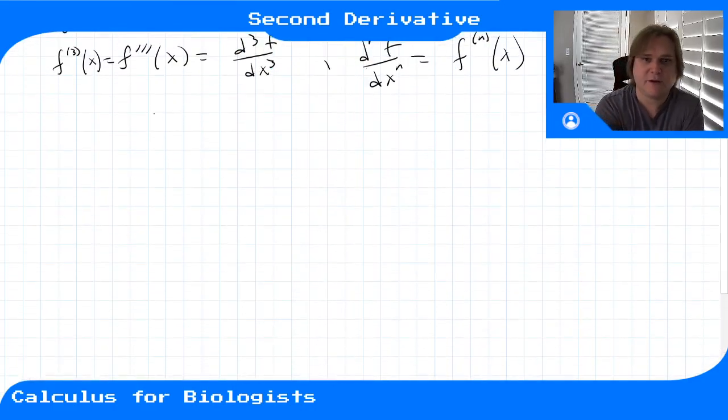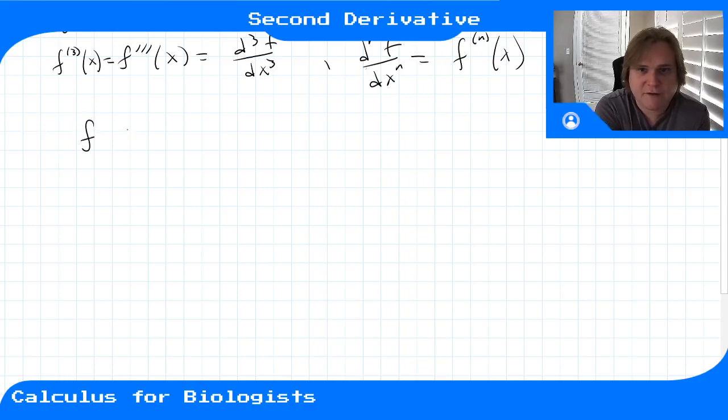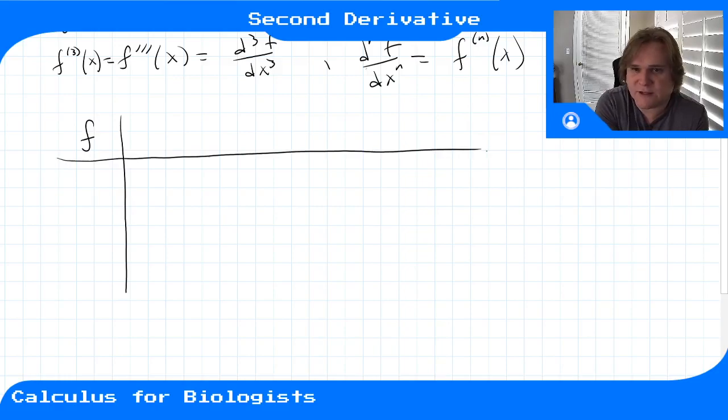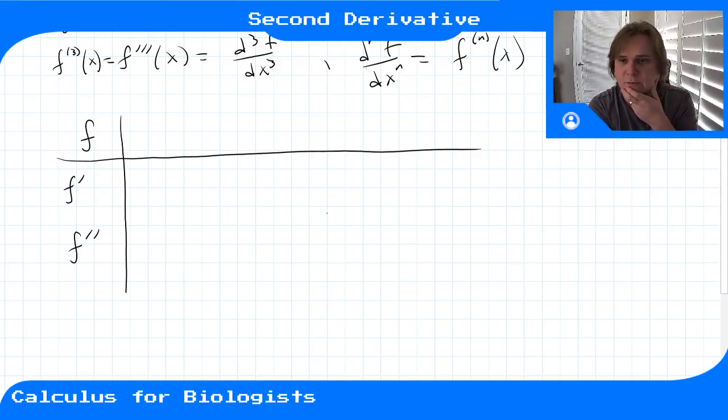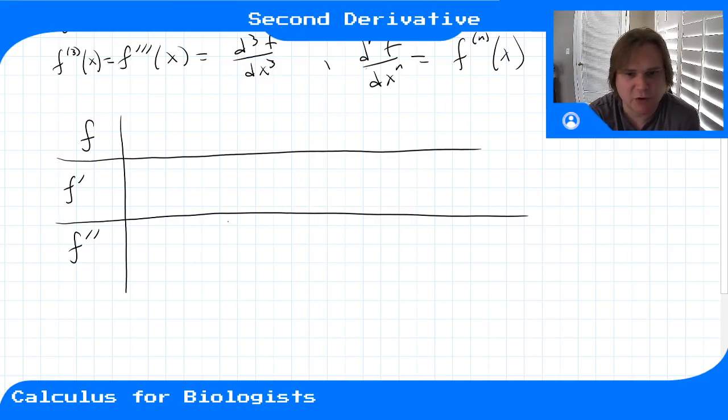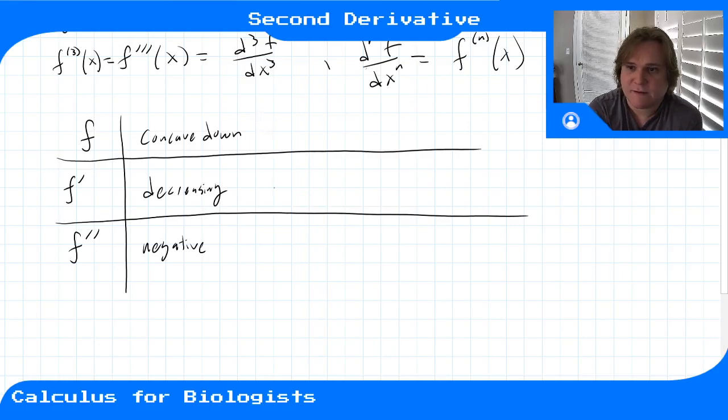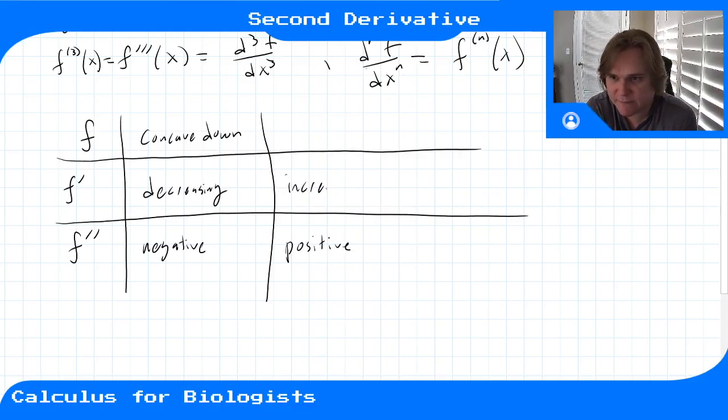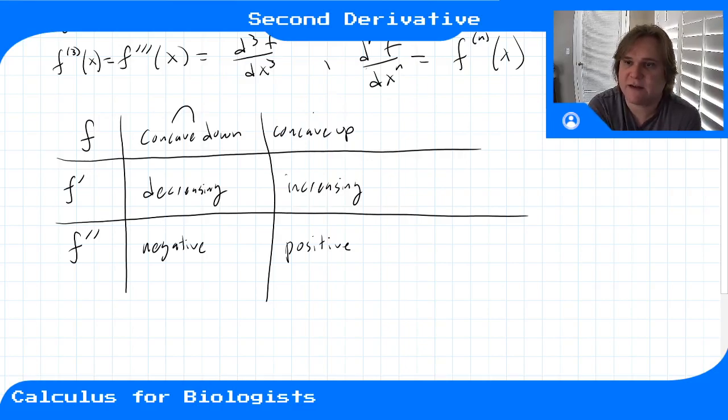Okay, so we'd say that when we have a function f, and its derivative, and its second derivative, I want to make a table of what's going on here. So when the second derivative is negative, that implies that the first derivative is decreasing, which implies that our function is concave down. When our second derivative is positive, that means our first derivative is increasing, which means our original function is concave up. And so concave down is like that, concave up is like that.